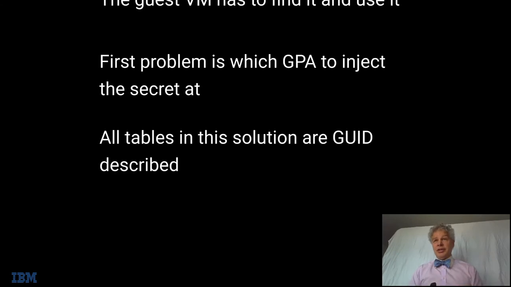All tables in the solution are actually GUID described. So the secret table itself would actually contain a GUID description. All it basically means is a random GUID, 128-bit number, and a length, and then something that's described by that GUID within that length. And all tables for OVMF are constructed like this. It's actually very simple. In order to be sure you're handling the correct table, all you have to do is find the GUID. And because 128 bits is rather large, randomly choosing the GUID is usually good enough.